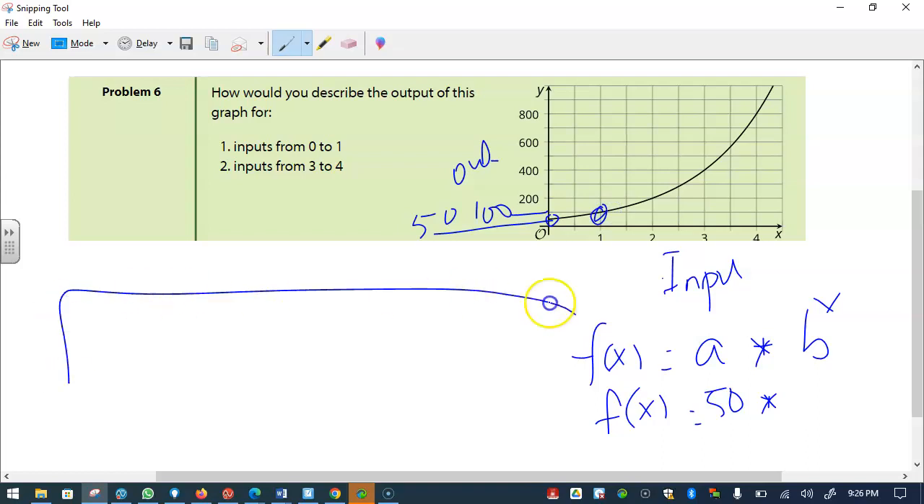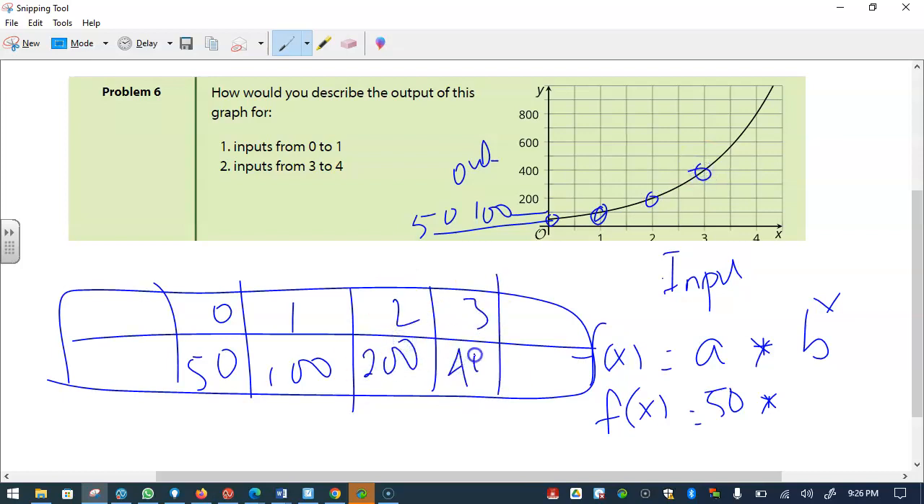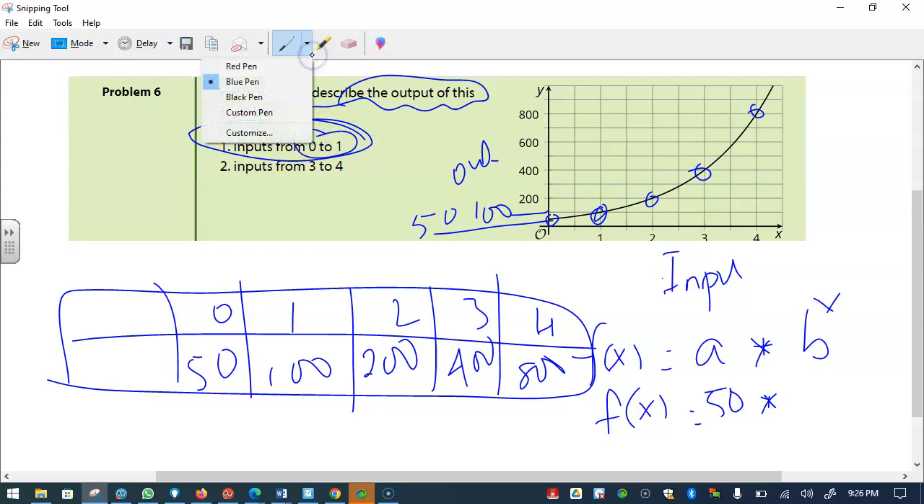So it means if I make a table, 0 is 50 and 1 is 100, and say 2 is 200, 3 is 400, so you can clearly see that, and 4 is 800. So the question is, how would you describe the output for this graph for the input from 0 to 1? So our goal is only from 0 to 1. What do you see?